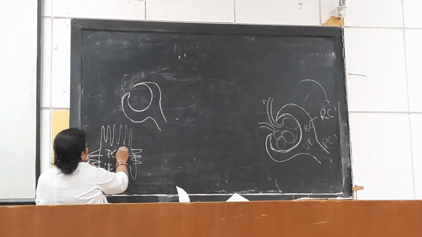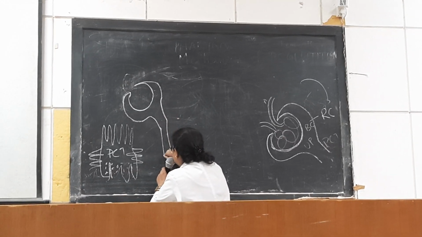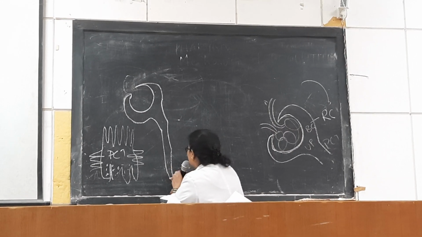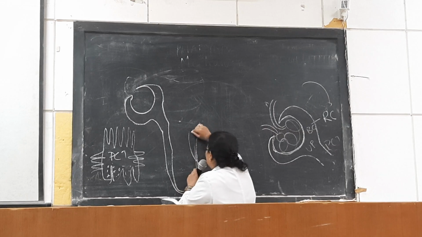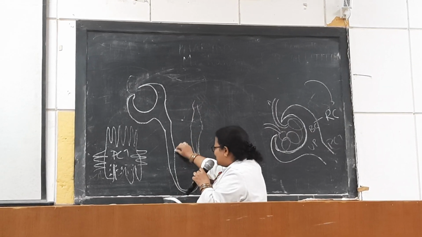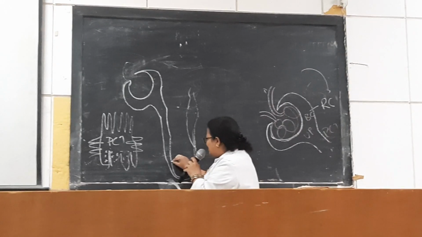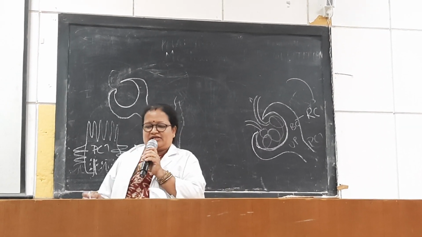So this is PCT. Then comes here the loop of Henle. So descending loop, then ascending loop of Henle. The descending loop and the thin ascending loop are lined by simple squamous epithelium.